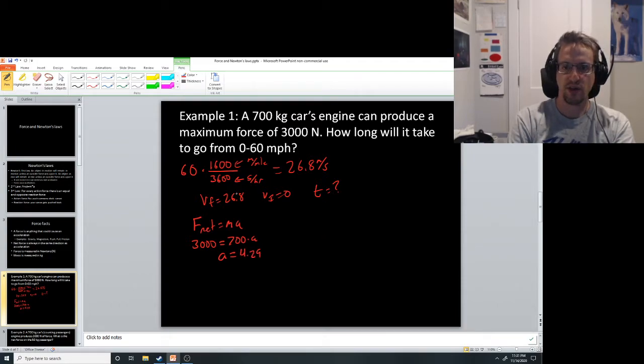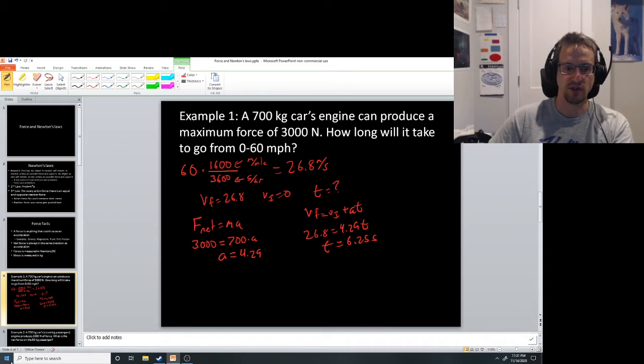Now I have a third kinematics variable. I can use V final equals V initial plus at. 26.8 equals 4.29 t. Time is going to equal 6.25 seconds. Okay? So, kinematics, and we're adding in this additional piece, the F net equals ma. Most of what we're doing.